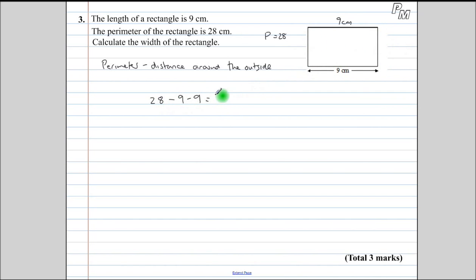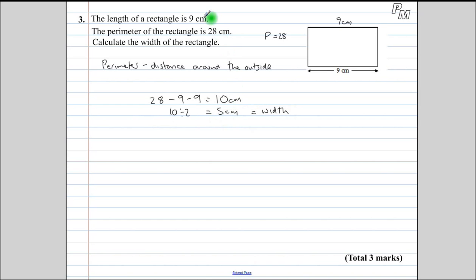So 28 take away 9, take away 9, that's like taking away 18, that's going to give us 10 centimeters. And then we need to say, right, well, if these two add up to 10 and they're both the same, we need to do 10 divided by 2, which is 5 centimeters. Okay, which is the width.